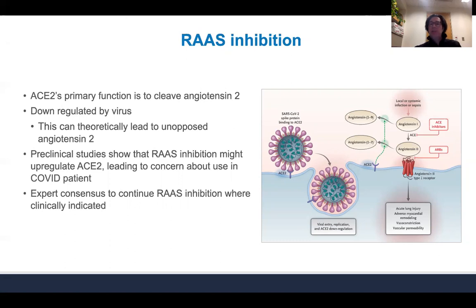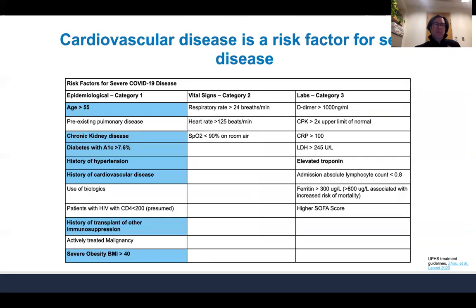However, this has been looked at, and there is absolutely no data to suggest that ACE inhibitors or angiotensin receptor blockers have a deleterious role, despite what we might have seen theoretically or in preclinical trials. And all of the societies, including the American Heart Association, American College of Cardiology, the European Society of Cardiology, have all suggested continuing RAS inhibitors like ACE inhibitors and ARBs when clinically indicated. And in fact, there are clinical trials ongoing now looking at angiotensin receptor blockers in mitigating pulmonary injury in patients with severe COVID-2 infections.